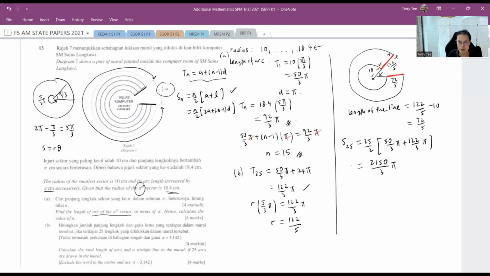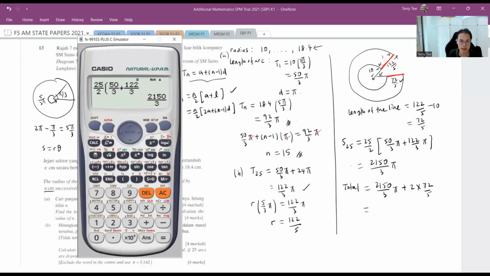Okay, so what is the total? We start with the length of this one first, plus the straight lines. I have two straight lines to add, the one on top and the one below. They are both 72 over 5. So just calculate this. The question says use pi as 3.142. So I take 2150 over 3, multiply by 3.142, plus 2 times 72 over 5.